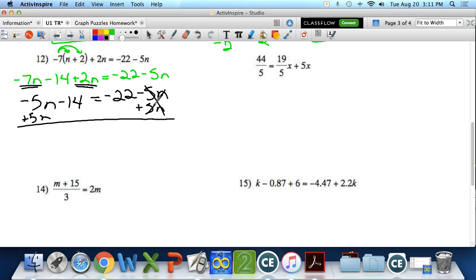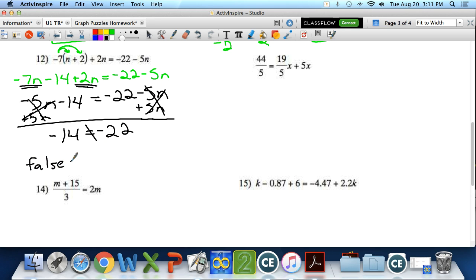And then, these are going to cancel as well. Trust yourself when that happens. That's not going to be a 10n. That's going to cancel. Negative 5 plus 5 is 0n. That means 0. So I get negative 14 equals negative 22. I can stop right there. That is a false statement.